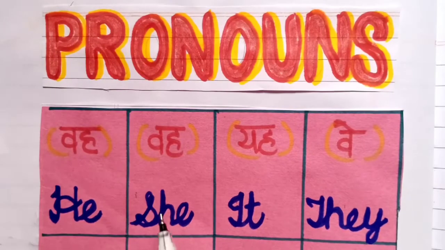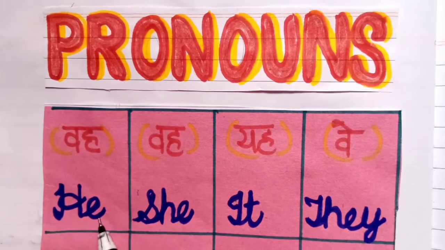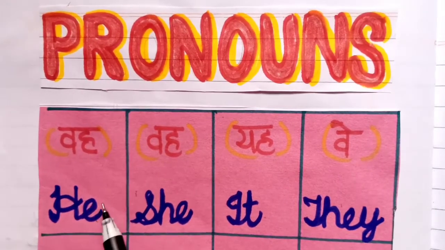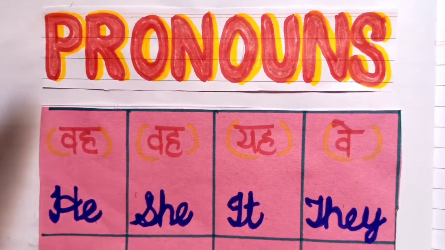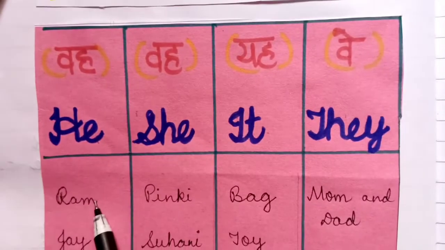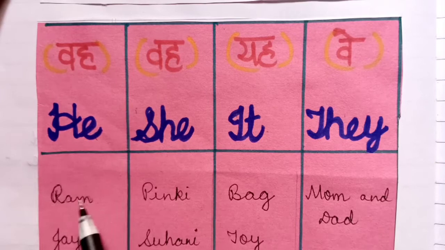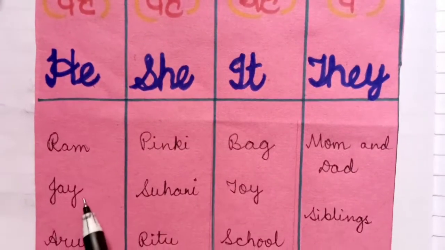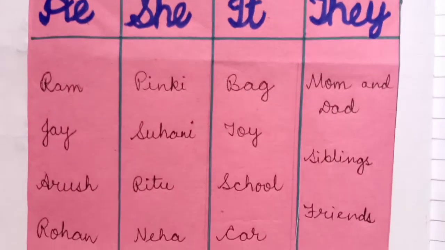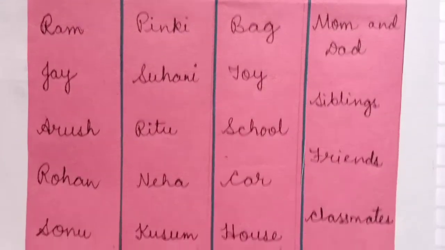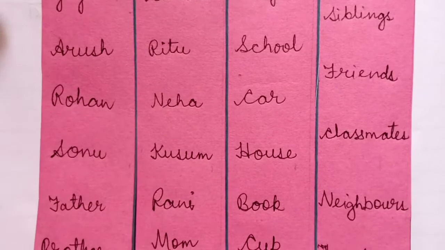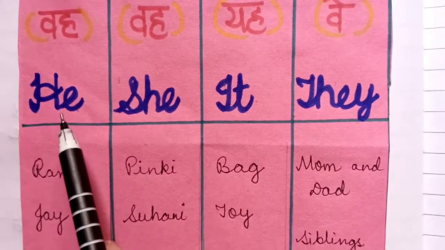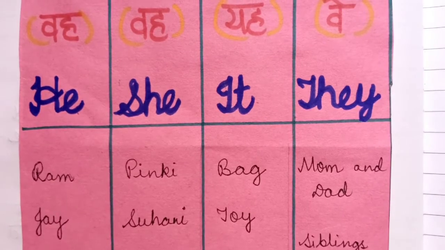Now let's understand like this. ऐसे समझते हैं. बच्चों को आप ये जरूर बताइए कि he boys के नाम के बदले यूज होता है. Like Ram. Ram किसी boy का नाम है. तो उसके बदले हम क्या यूज कर सकते हैं? He. जय, आरुष, रोहन, Sonu, father, brother, इन नाम के बदले हम क्या use कर सकते हैं? He, because these all are boys' names.